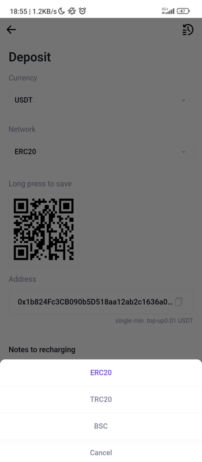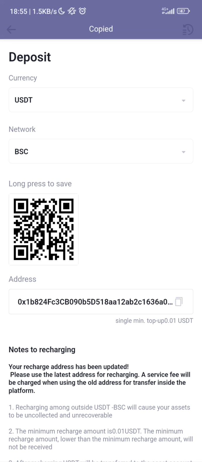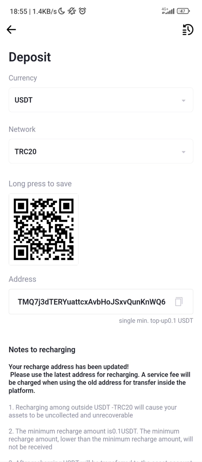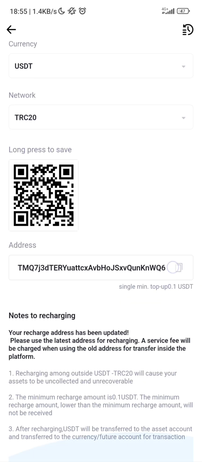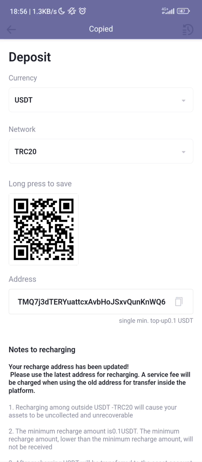But if ERC20 is the only USDT you have, then you can send it as well. Once you select the network you want to use, you copy the address. Ensure you don't type anything, just click on copy and paste it into the exchange you want to send from. If you want TRC20, you can see the address is different, right? That's why you need to be careful when doing this. For TRC20, you also do the same thing: you change it and you copy.